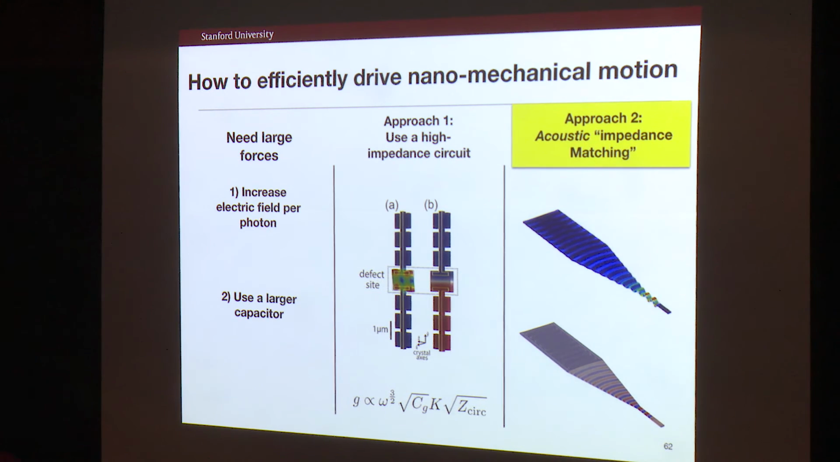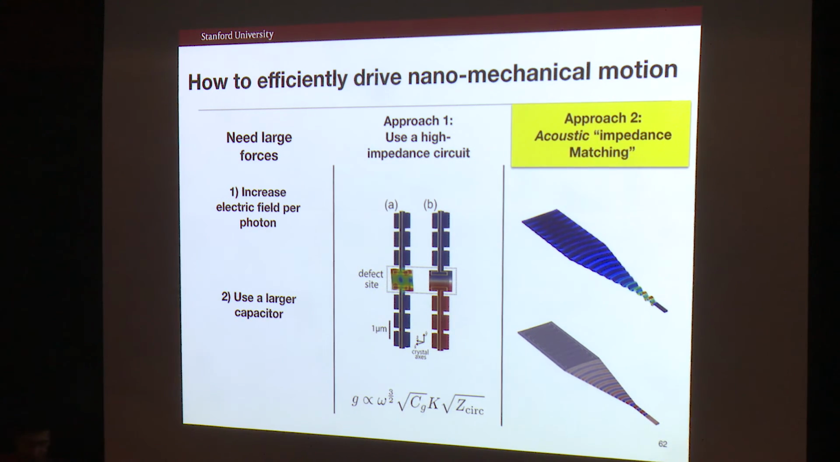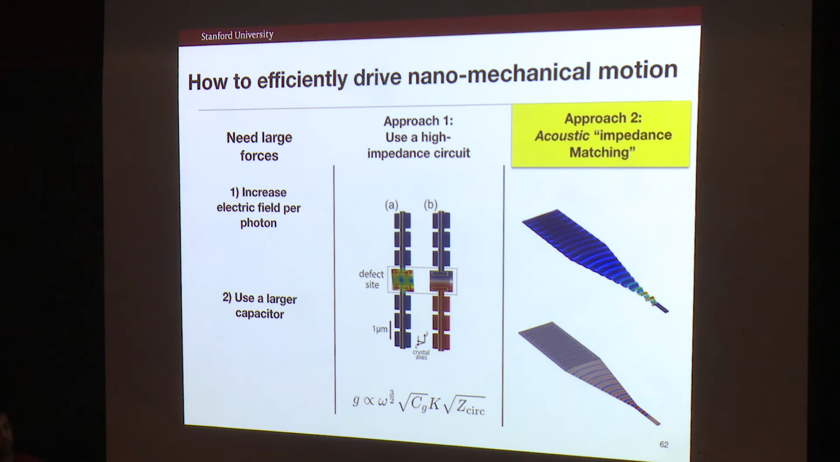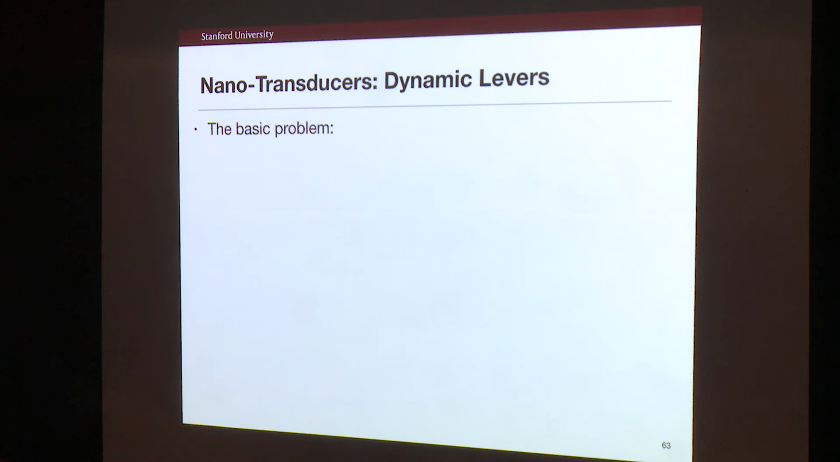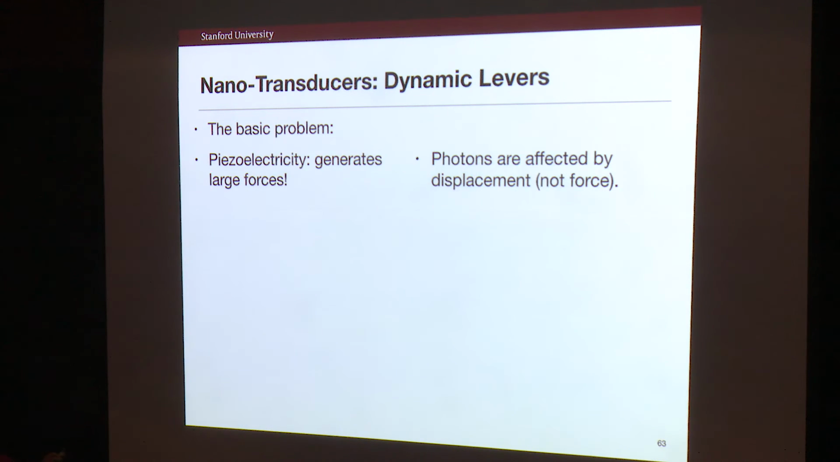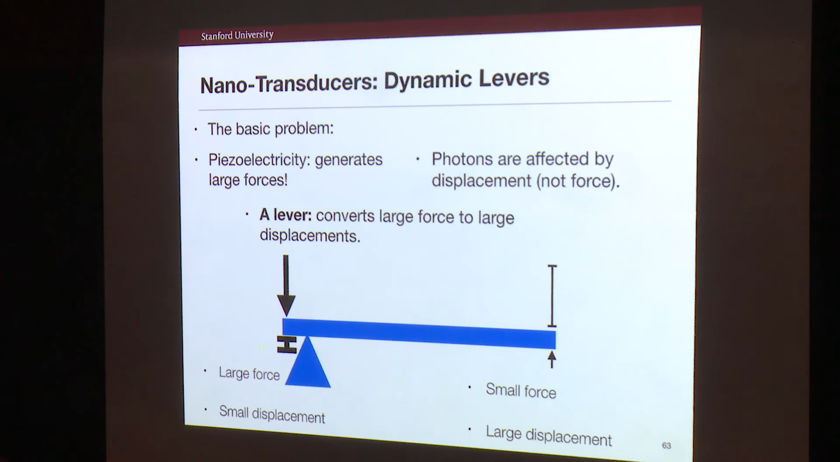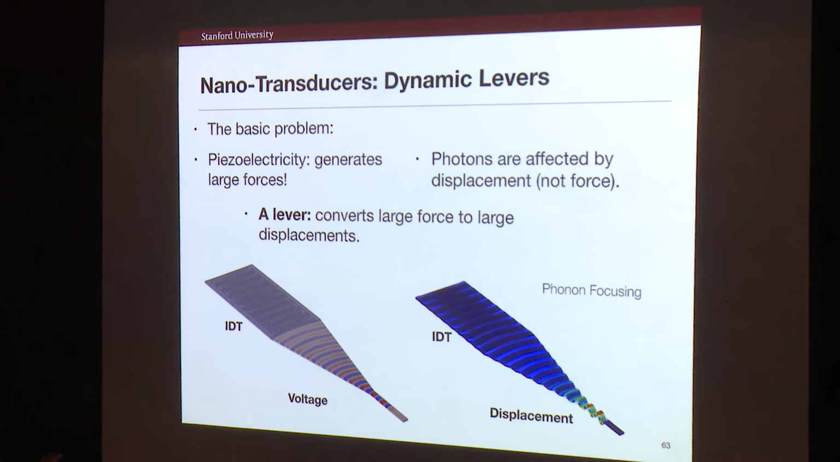The second approach is a sort of acoustic impedance matching. So instead of increasing your impedance by using a junction array or a very large inductor, what you can do is use big capacitors that generate force over a large area, so they generate a lot of force, and then focus that energy down to a small place. And so this is really a type of lever. Piezoelectricity generates large forces, and what a lever does is it converts a large force, small displacement into a small force, large displacement. So that's what the structure does. So it's just a sort of a dynamic lever.